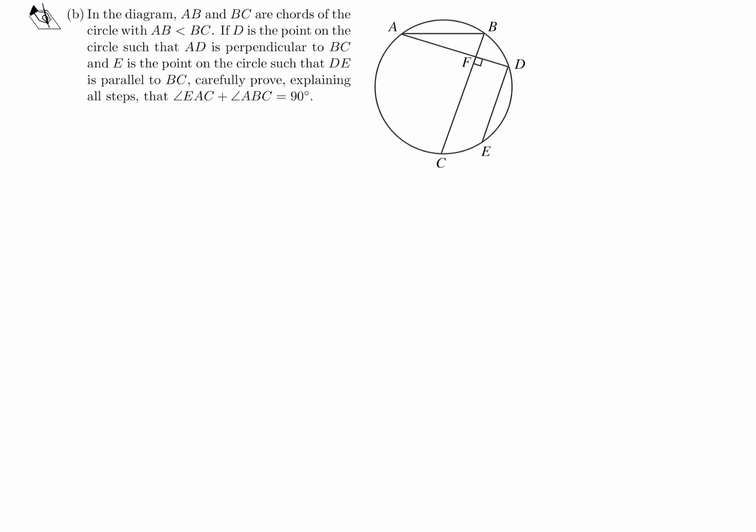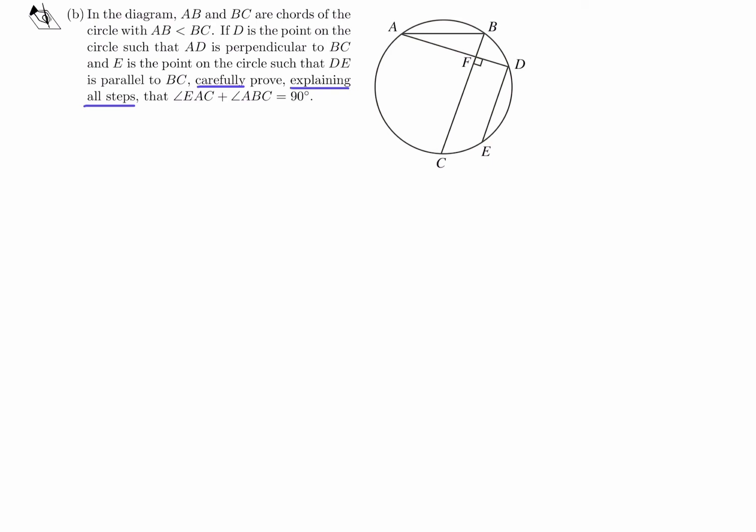In the diagram, AB and BC are chords of the circle with AB less than BC. If D is the point on the circle such that AD is perpendicular to BC, and E is the point on the circle such that DE is parallel to BC, carefully prove, explaining all steps, that angle EAC plus angle ABC is equal to 90 degrees. Carefully. I like how they put that word in. Explaining all steps. All right.